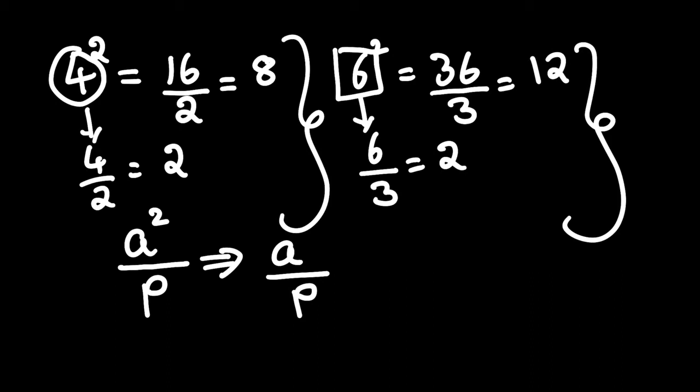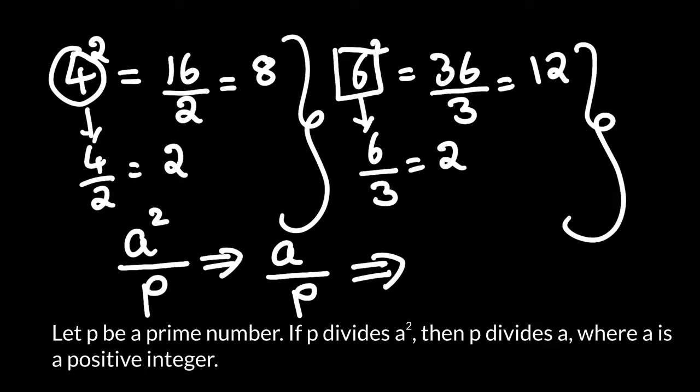So we can formally state this as a theorem. Let p be a prime number. If p divides a squared, then p divides a, where a is a positive integer. So this in itself is a theorem which we will be using to prove irrational numbers.